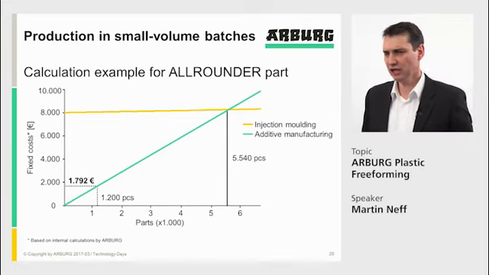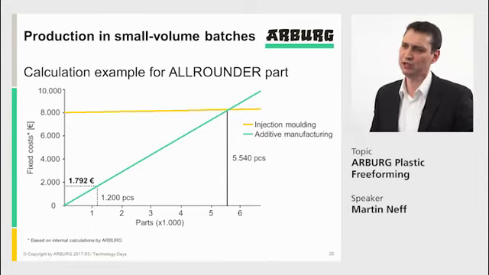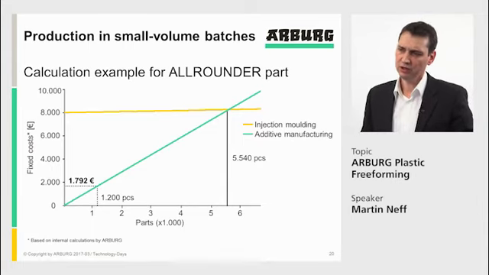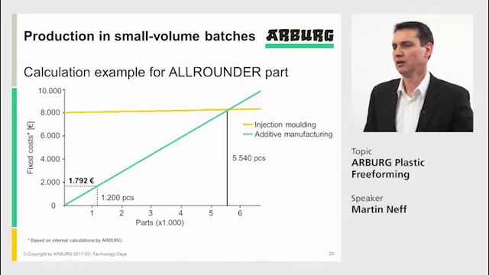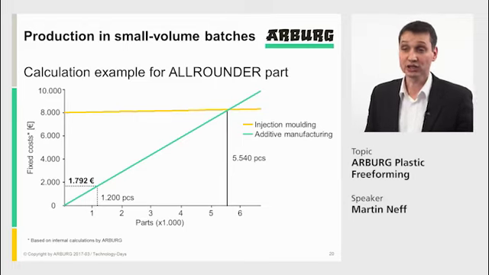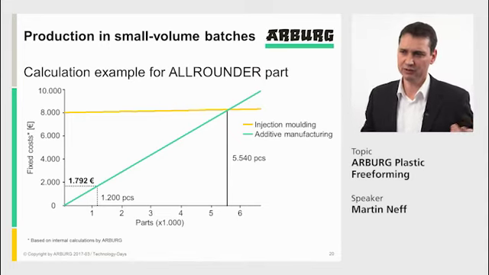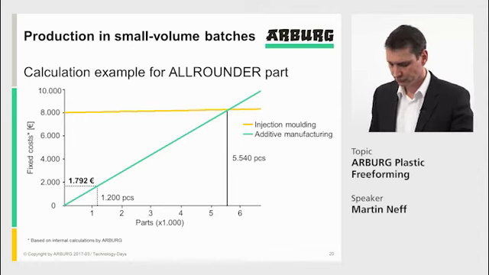We did then the machine calculation, used all the energy costs, the invest costs, and so on, and we came up with the following graph, which was very interesting. You see that we have a break even at 5,540 pieces. Above 5,540, injection molding would be more economical. Below, the freeformer is more economical. So obviously, as we needed 1,200 pieces, we decided to produce those parts via the freeformer.